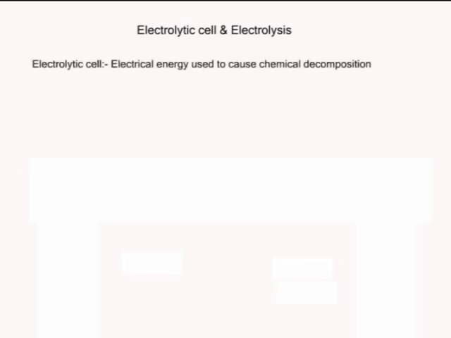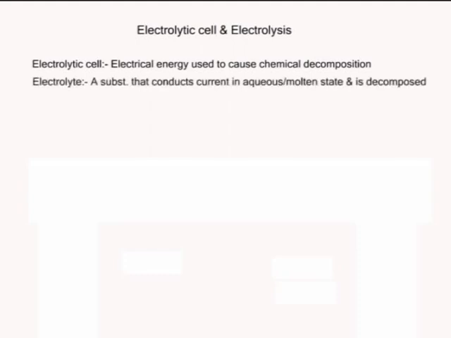An electrolytic cell is another type of electrochemical cell whereby electrical energy is used to cause chemical decomposition. The chemical involved is called an electrolyte. An electrolyte is defined as a substance that conducts electric energy in aqueous or molten state and is itself decomposed in the process. This chemical decomposition of an electrolyte by electrical energy is what is called electrolysis.